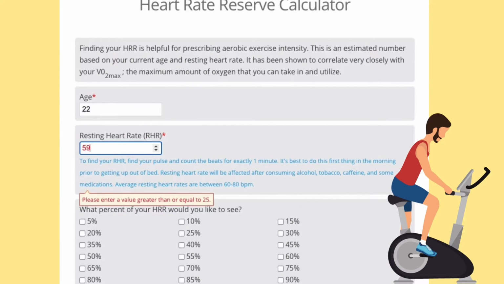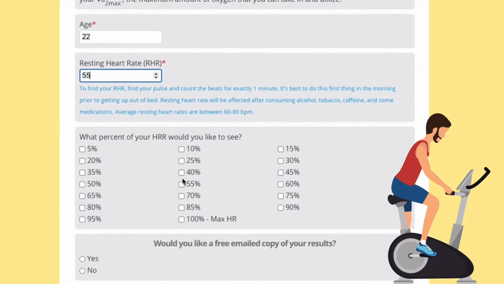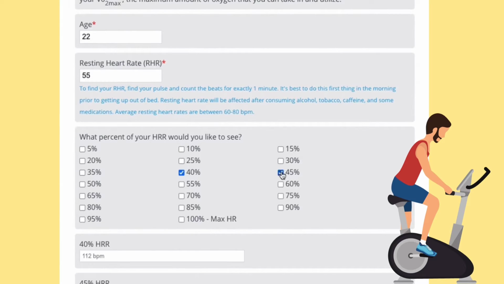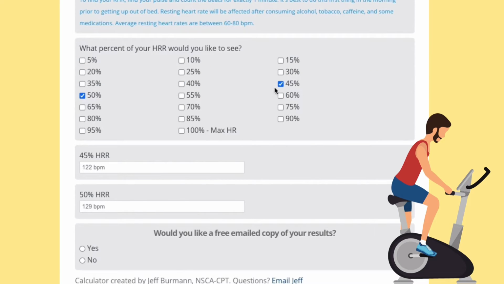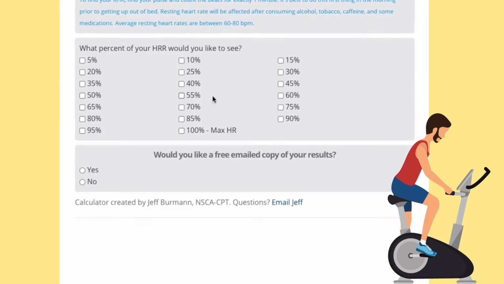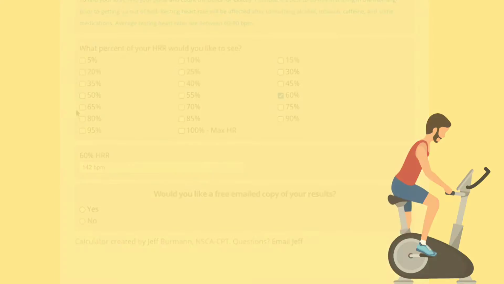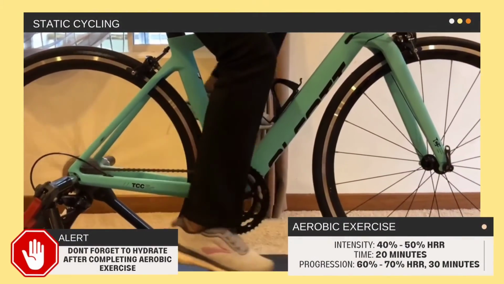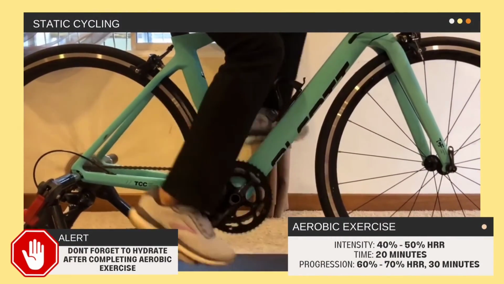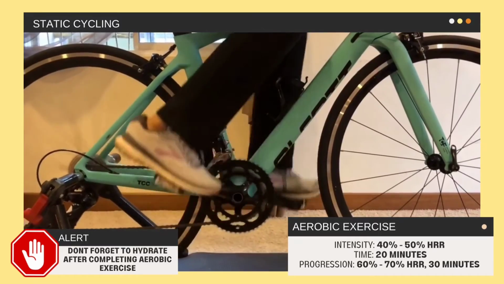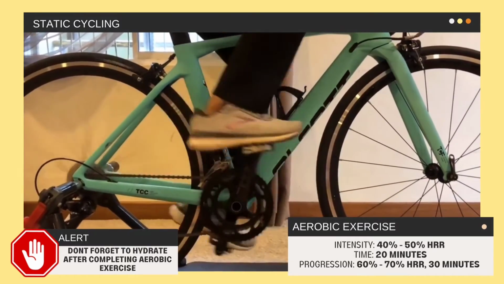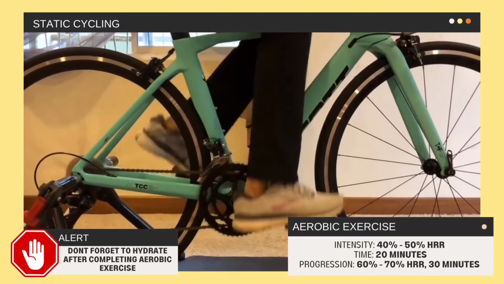Prior to aerobic exercise, we need to calculate our heart rate reserve. First, we will start with moderate intensity, 40 to 50% of heart rate reserve. Then, we will progress to 60 to 70% of heart rate reserve. We will then use the calculated heart rate reserve of 40 to 50% for 20 minutes cycling, and then progress to 60 to 70% of heart rate reserve of 30 minutes cycling.